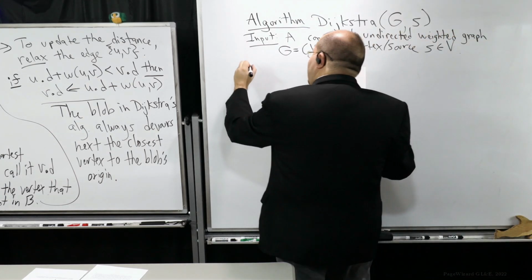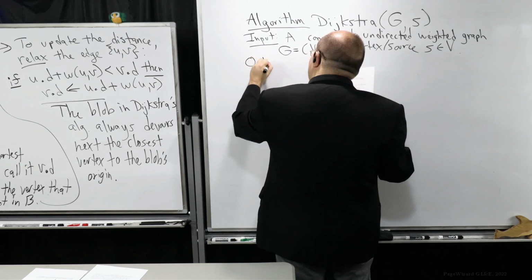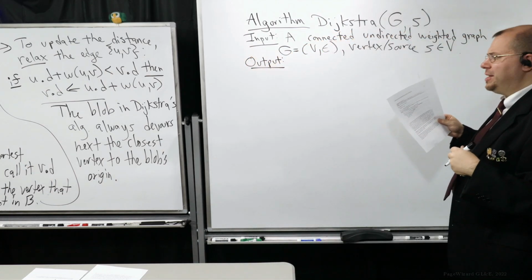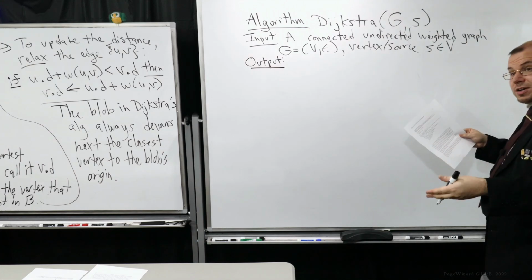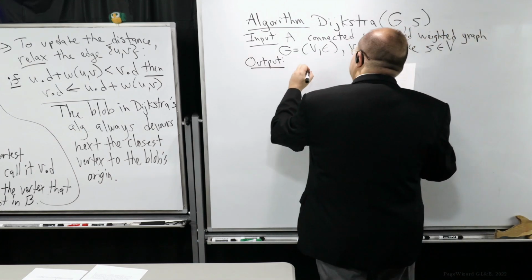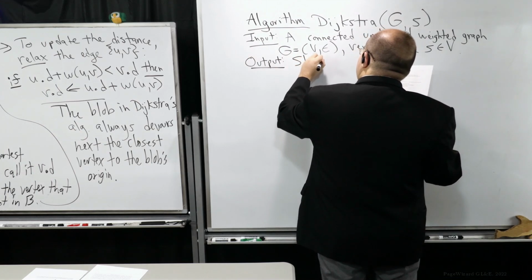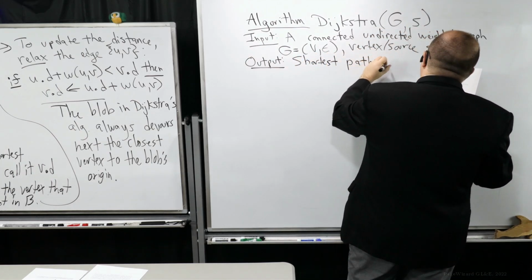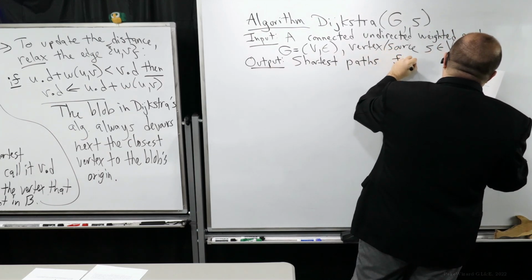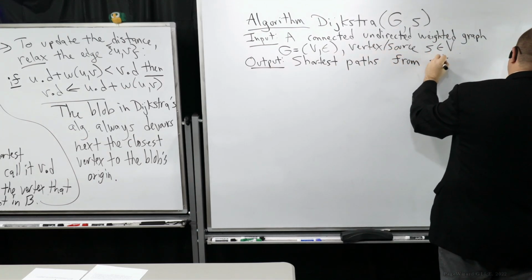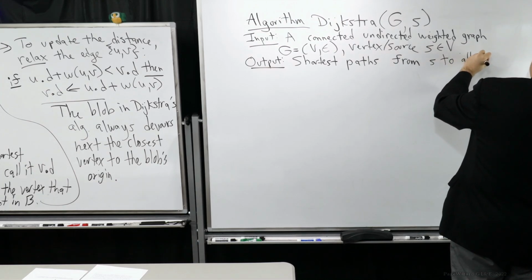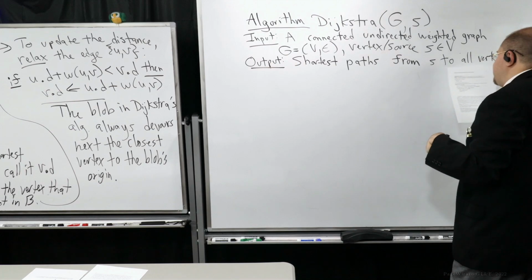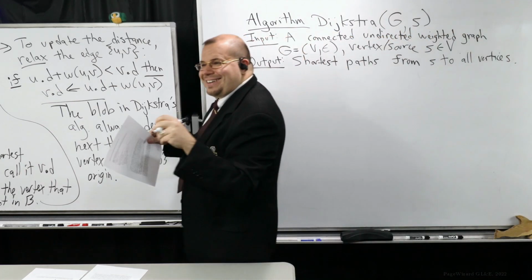And as output, now I'm not going to return anything in our version of Dijkstra here, but you can easily make it so it returns all sorts of different things. I'm just going to make it so it constructs the shortest path tree. So it's going to produce the shortest paths from S to all vertices. So this is the shortest path tree rooted at S, right?